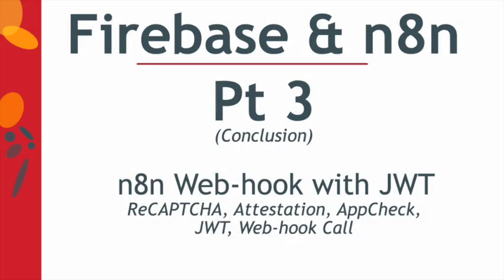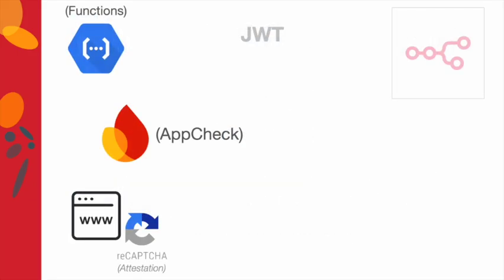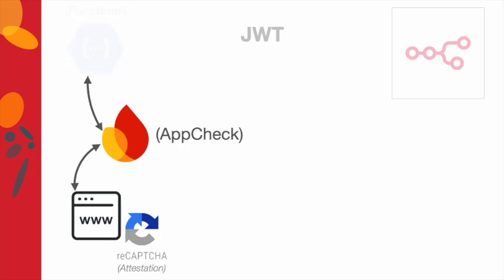All right, so this is part 3 and our conclusion of calling the n8n webhook with a more secure concept, right? We're using JWT in our examples, and obviously using a lot of Firebase from a web page to the Firebase function, right? And so we've seen this, right? We've got the reCAPTCHA and the App Check for all of our attestation. So our hosting is on Firebase. We have the security built in, and then we obviously call into our Firebase functions.